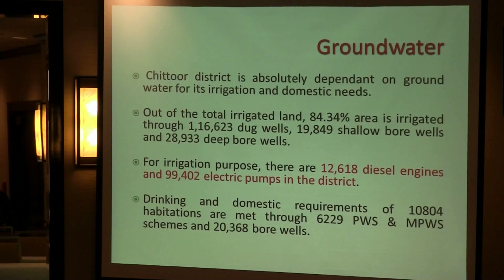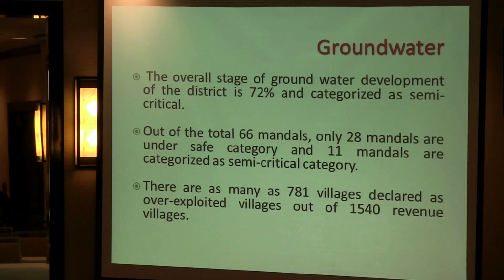The drinking and domestic requirements of about 10,000 habitations are met through 6,200 PWS and MPW schemes and about 20,368 bore wells. The overall stage of groundwater development of the district is about 72%, and it is characterized as semi-critical.